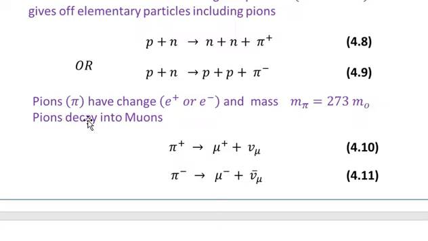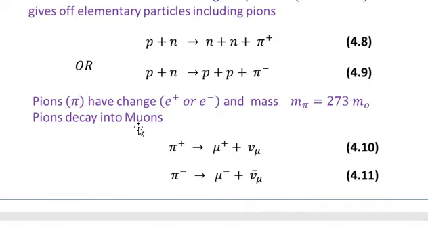The pions represented by pi have charge either e plus or e minus, that is the charge of the positron or that of the electron, and mass m pi is equal to 273 times the mass of the electron.